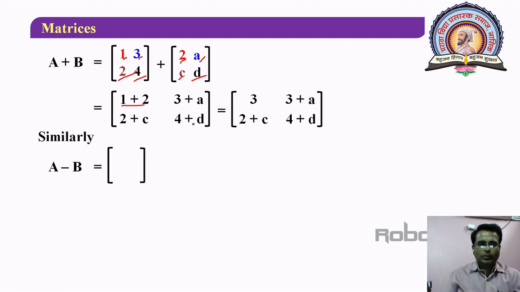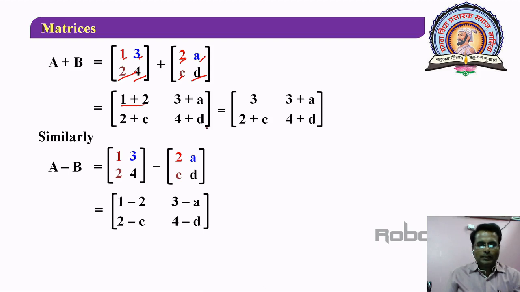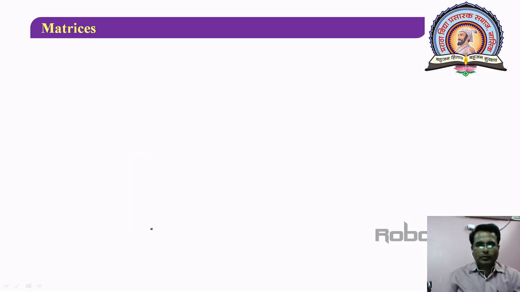Similarly, if you consider subtraction, then in this case also you will observe that 1 3 2 4 minus 2 A C D gives 1 minus 2, 3 minus A, 2 minus C and 4 minus D. That is, corresponding positions are subtracted here. The 1 1 position is subtracted from the 1 1 position, then the 1 2 position, then the 2 1 position, then the 2 2 position, and therefore the resultant is 1 minus 2 is minus 1 and other elements remain as they are, because we don't know the actual values of A C D. This way you can consider subtraction of two matrices.